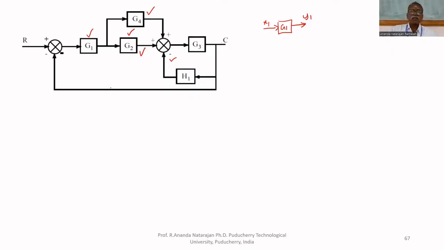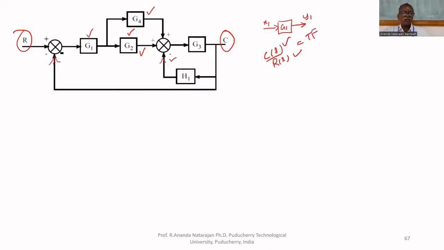In addition, the output is fed back. Like in the car example, we have seen a feedback. So this is the feedback path. This is another sub feedback path. If you combine all these things, you will get the entire system. We can find a transfer function C of S upon R of S. This is output C of S, input R of S. The Laplace transform of output upon Laplace transform of input is the transfer function.